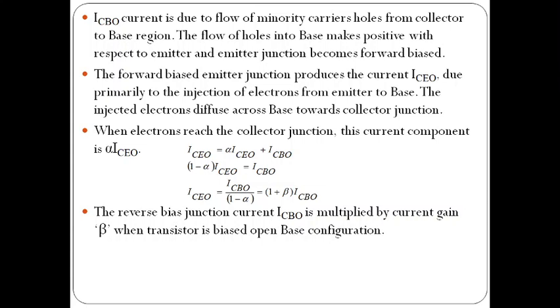These are the two mechanisms in the junction breakdown of a BJT: punch through or reach through, and the second one is avalanche breakdown. Thank you.